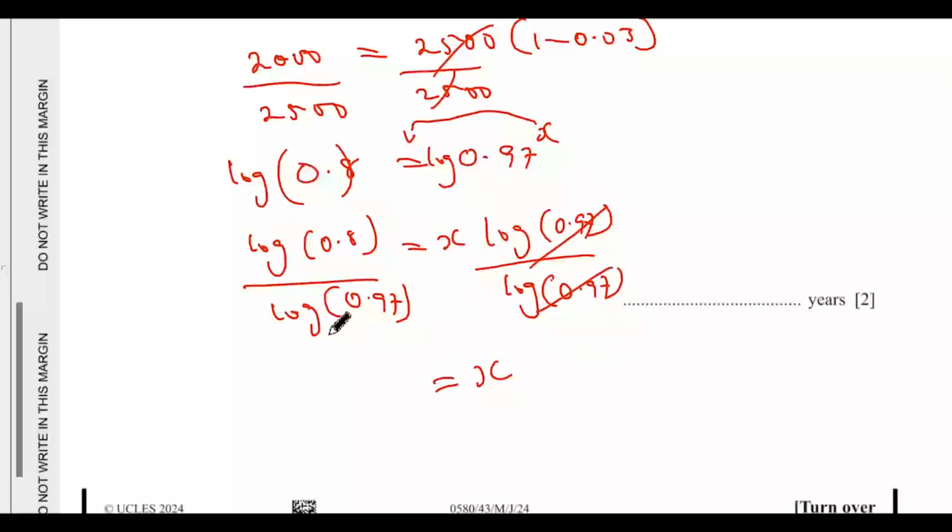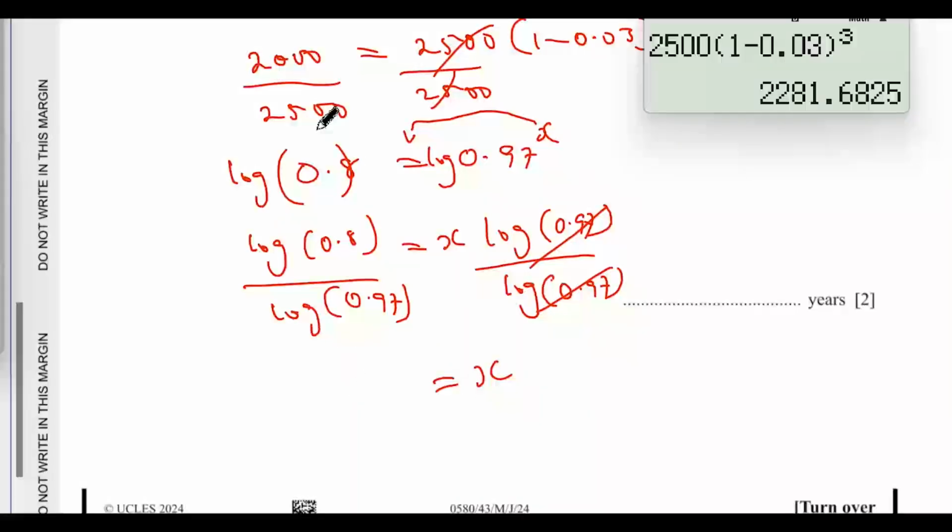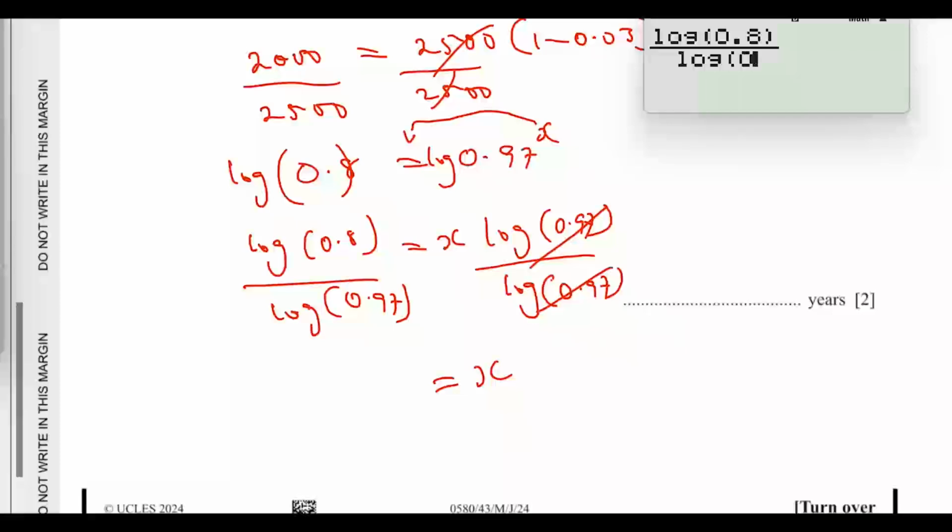So you can input this into your calculator straight away and you'll get the answer. You can look for the logarithm here. We need a fraction, then the logarithm of 0.8. Let's close the brackets. So come down, we need the logarithm of 0.97. Let's close the bracket. If you hit enter, you will get 7.3259 and so on.